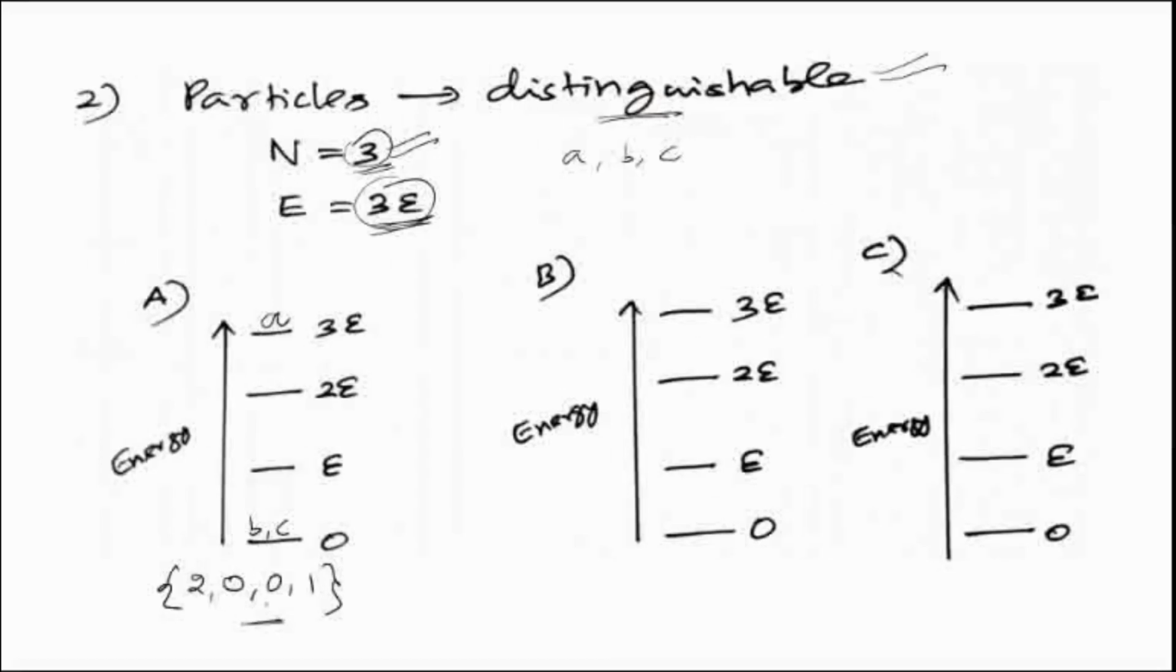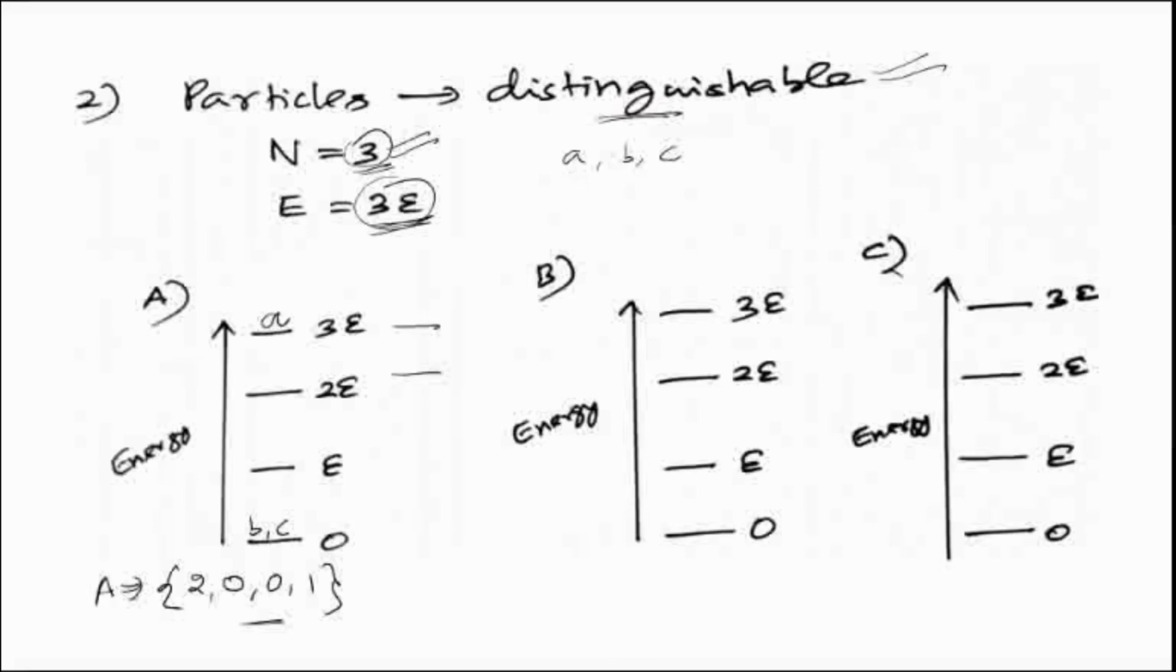So this is the distribution, or the macrostate, for this system, having total number of particles 3 and total energy 3. Now listen, in how many ways can we attain this particular macrostate? Let us represent this macrostate as A. In how many ways can we attain this macrostate?